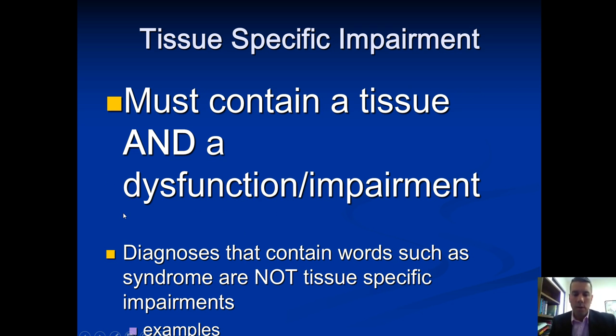When you're naming a tissue-specific impairment, you've got to include, like I said before, both the tissue and the impairment. If you were using a term like syndrome, if you said shoulder impingement syndrome, that's not a tissue-specific impairment, right? Shoulder's not a tissue. It's a region or it's a joint. And impingement's not really an impairment. It's too vague. A better example would be supraspinatus tendonitis. The supraspinatus tendon is a tissue. And the fact that it's inflamed, or an itis, is an impairment. So that's more specific. That's the way you'd want to name it, right?